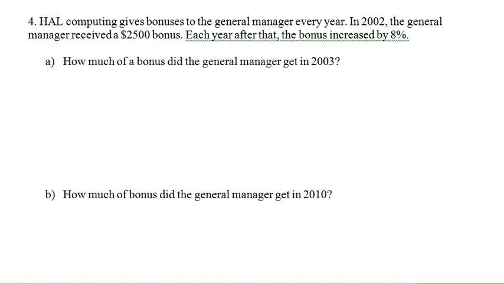Okay, we've got a little word problem here talking about bonuses. So in 2002, there's a $2,500 bonus. Each year after that, the bonus increased by 8%. So in 2003, he would have had 8% more than that. So he would have had $2,500 times 1.08, because he would have had 108% of last year's bonus. So that gives him a $2,700 bonus in 2003.